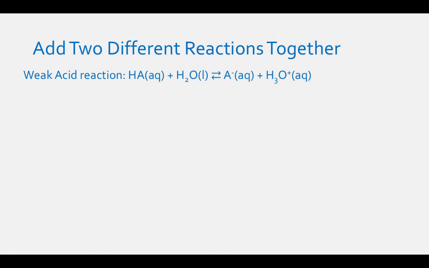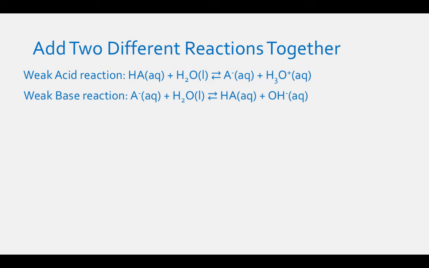Let's add our weak acid reaction equation and its conjugate base reaction equation together. Then we will have HA aqueous plus H2O liquid in equilibrium with A negative aqueous plus H3O plus aqueous, and A negative aqueous plus H2O liquid in equilibrium with HA aqueous plus OH negative aqueous.